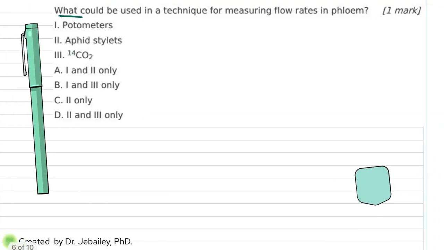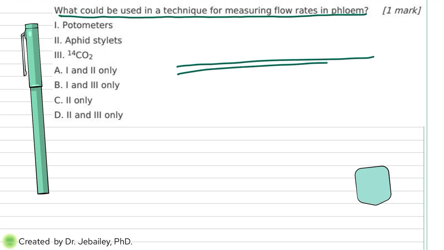Now, what could be used as a technique for measuring the flow rates in phloem? That's one of the applications. And if you remember, it was about using the stem here and using an aphid stylet that comes with its nose and basically pokes at different sections of the stem, and then from the distance and the hour, you can find how fast it goes.